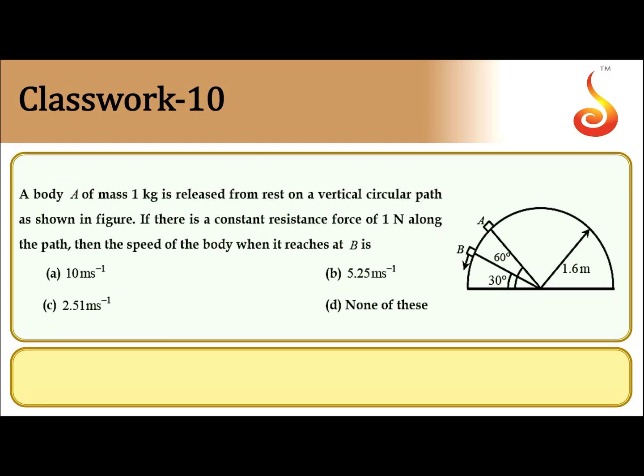Example 10. A body A of mass 1 kg is released from rest on a vertical circular path as shown. If there is a constant resistance force of 1 Newton along the path, then the speed of the body when it reaches B is?